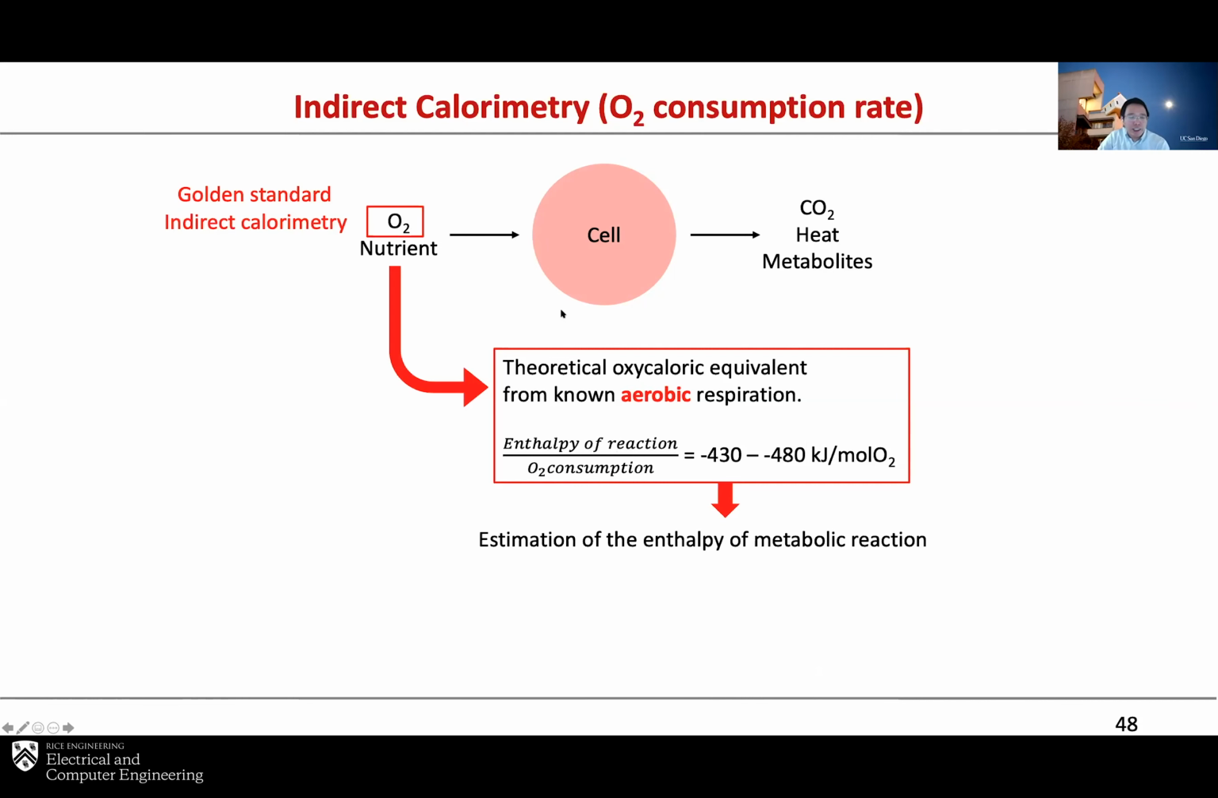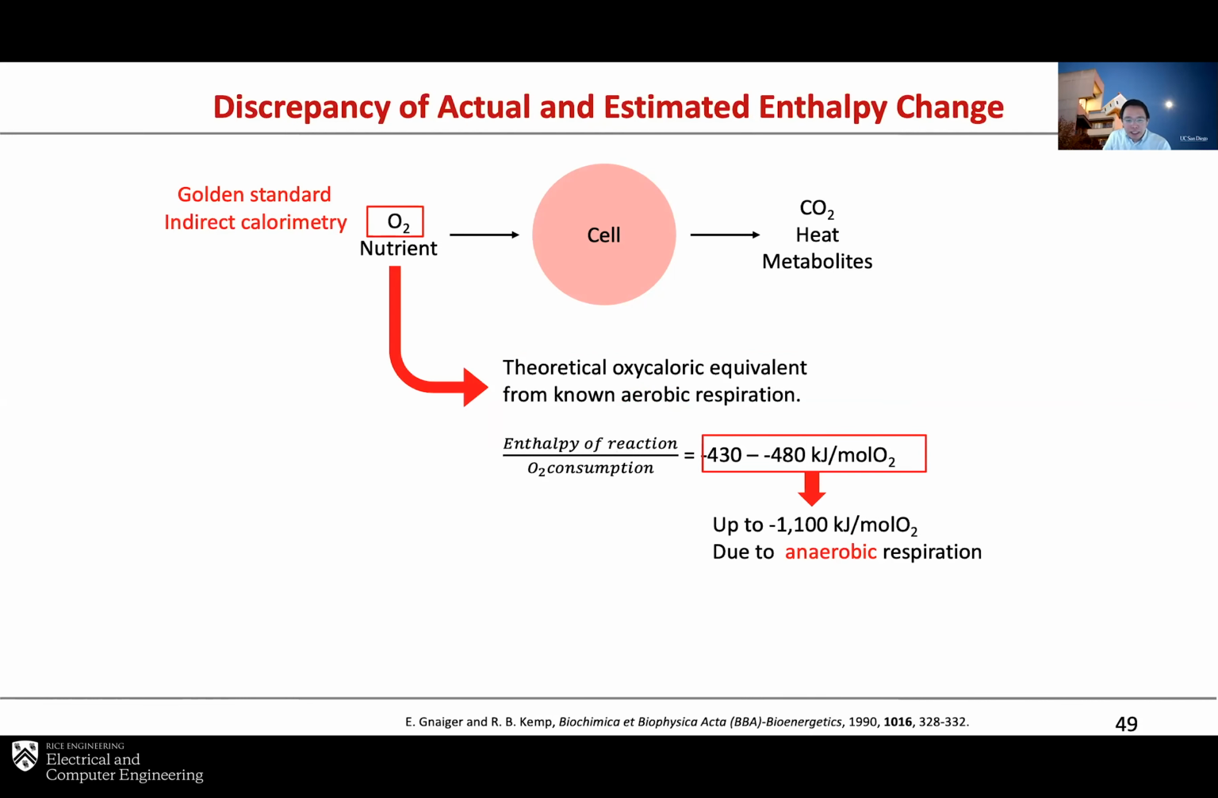So this is great. This is the gold standard. However, if the reaction is anaerobic, meaning you don't actually need oxygen to be involved, then the amount of heat generation will be much greater than 480. It could be up to 1,100 kilojoules per mole of oxygen, simply because oxygen does not need to be involved in anaerobic reactions. It's not clear to know a priori whether you have aerobic or anaerobic reactions. That really causes quite a bit of discrepancy in the literature if you only use oxygen consumption as the measurement. And similar things can be said for CO2 production measurement.